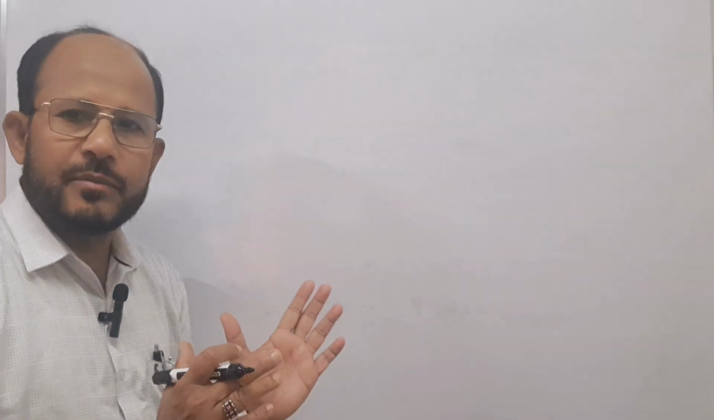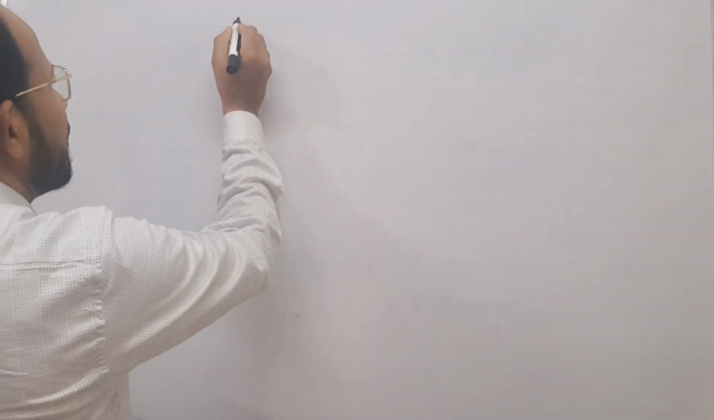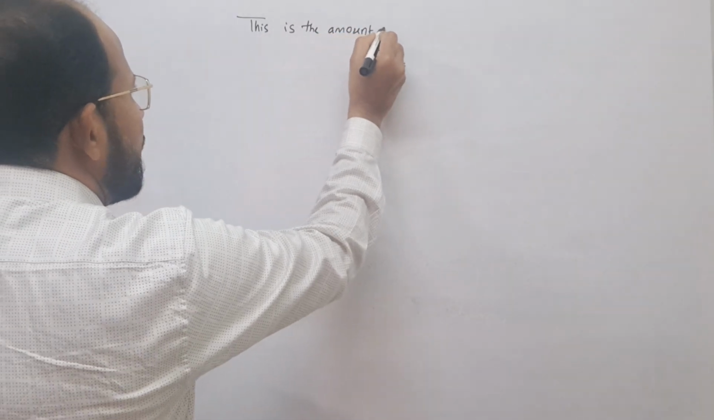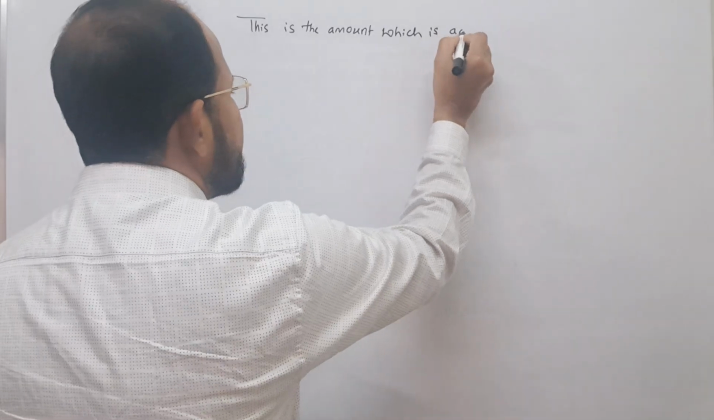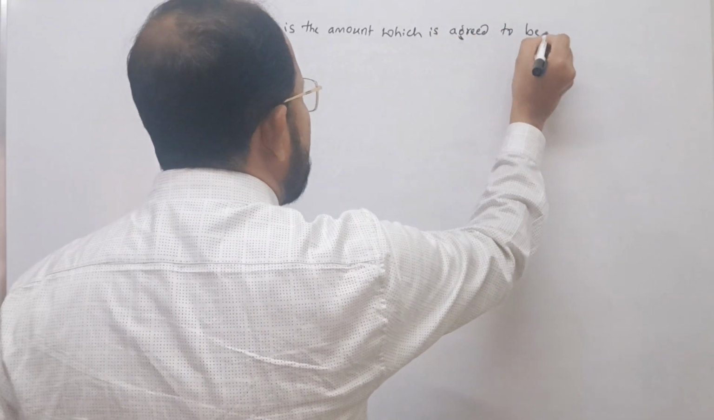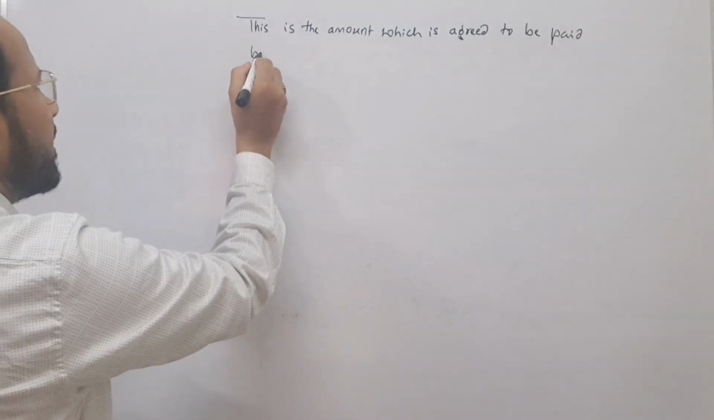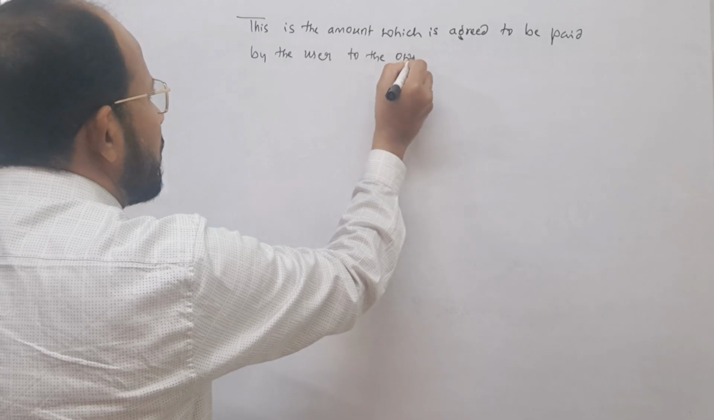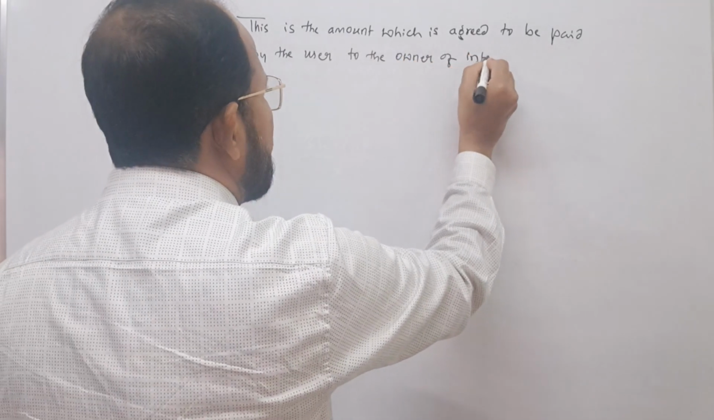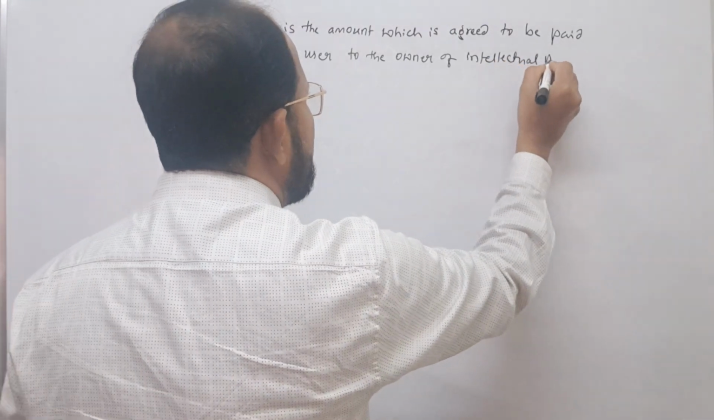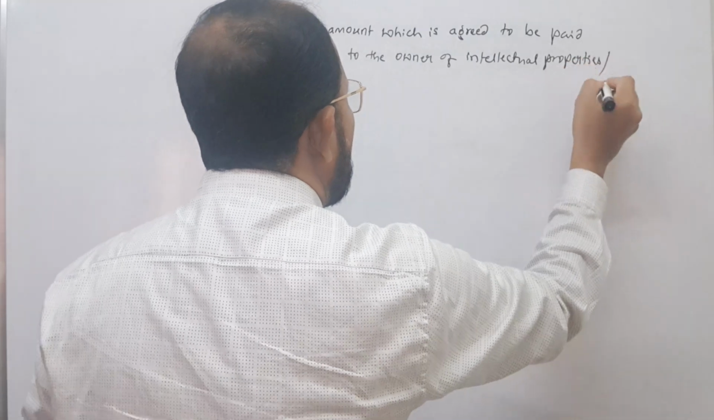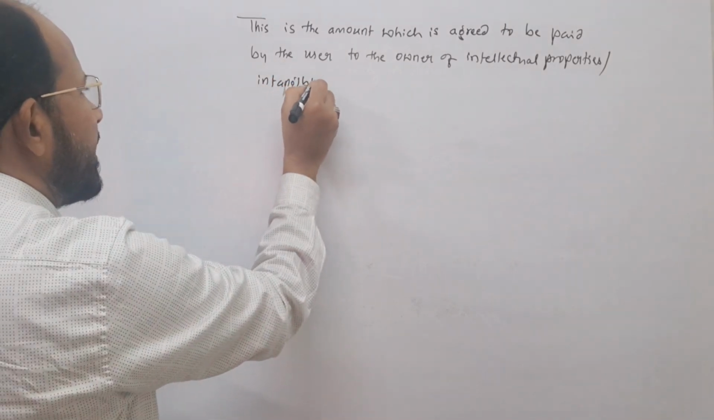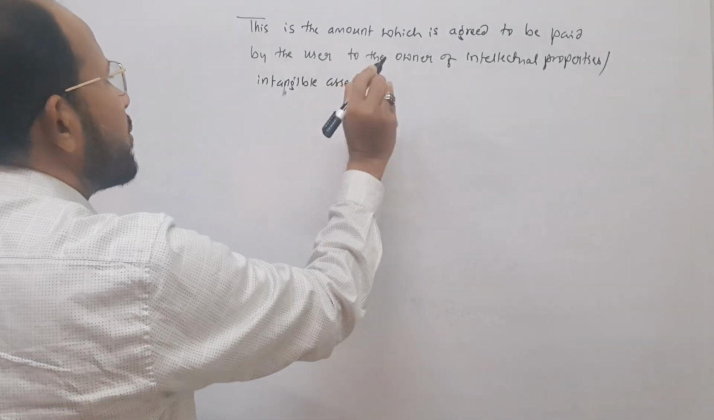OK, in simple terms, what can we write as the meaning of royalty, or the meaning of that consideration? This is the amount which is agreed to be paid by the user to the owner of intellectual properties or intangible assets. This is called royalty.